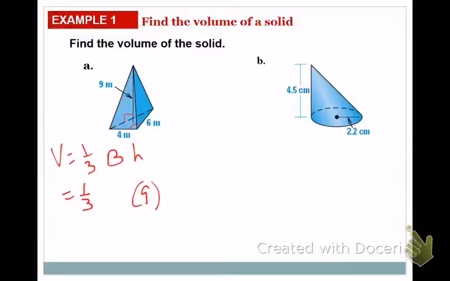The area of a base, now I'm going to pull this off to the side. The base is in the shape of this right triangle. That's what I want to find the area of. The area of a triangle is 1/2 base times height, where the base is 4 and the height is 6. Okay?